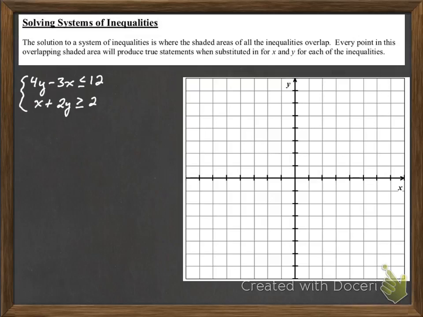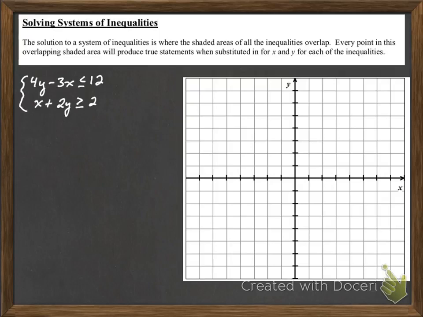All right, so let's take a look at this system of inequalities. Now, the only difference between a system and just a single inequality is your solution region. Your solution area is going to be where the shaded areas overlap from the two inequalities.